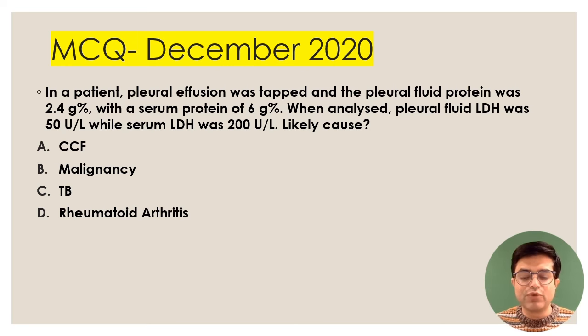In a patient, pleural effusion was tapped. Pleural fluid protein is 2.4 gram percent, serum protein is 6 gram percent, and LDH values of pleural fluid and serum LDH are also given. What is the likely cause?